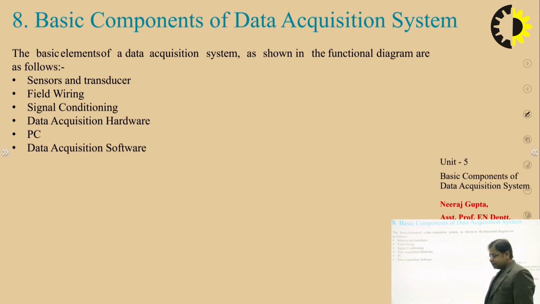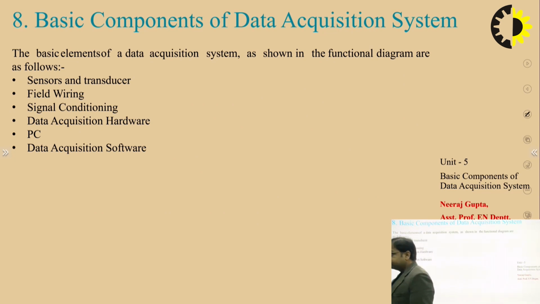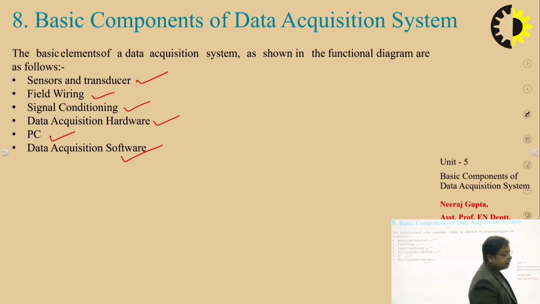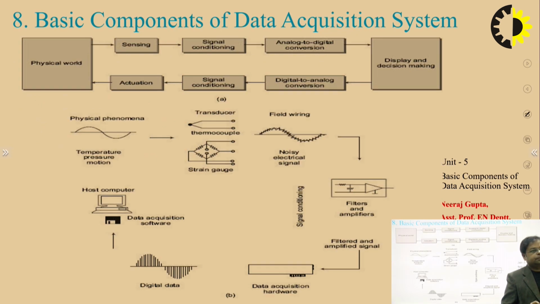Now if we talk about the basic components of a data acquisition system, as I have already discussed a few things about this. First, the data will be taken from a sensor or a transducer, then there could be field wiring, then signal conditioning, data acquisition hardware, the personal computer, and the operating system. So these could be the major components of this data acquisition system. Now let's look at the particular block description of this data acquisition system.